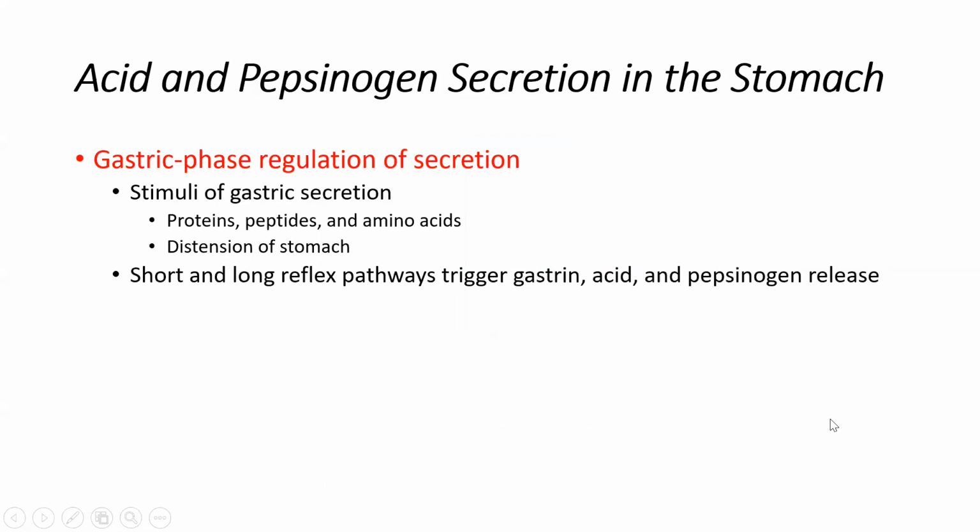Now, as far as the gastric phase of regulation, it's kind of the same thing from here on, but just that now we're incorporating both the short and long reflex because we're now in the stomach. So the stimuli of gastric secretion, that's going to be the presence of protein in our meal, or peptides or amino acids, as well as the distension of the stomach. So these are going to be the stimuli for the gastric phase of regulation, and that is going to elicit the short and long reflex pathways, which are going to bring about the exact same responses. That is gastric acid secretion and pepsinogen secretion as well.